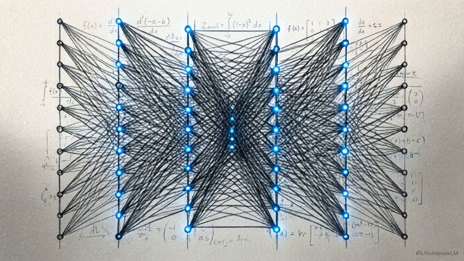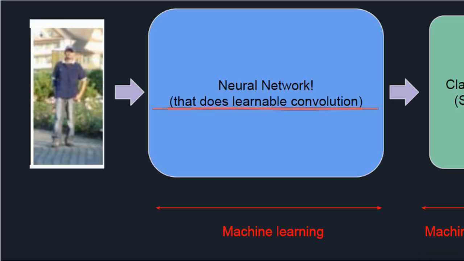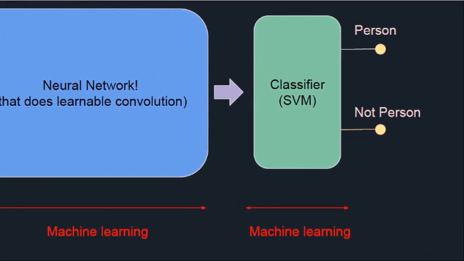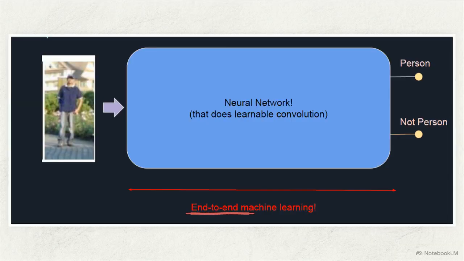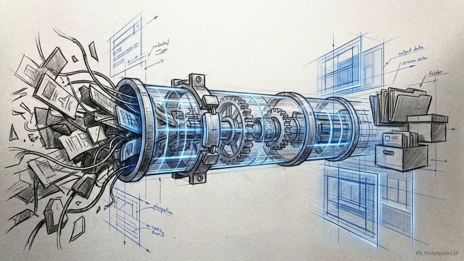Deep learning was designed to eliminate that manual step. Here, a neural network performs learnable convolutions. Instead of a human defining the features, the network identifies the most relevant patterns in the data itself and passes them to the classifier. This final evolution creates an end-to-end model. The neural network handles the entire pipeline, from raw input to final classification within a single system. Deep learning integrates the steps of feature extraction and classification into a single automated pipeline.